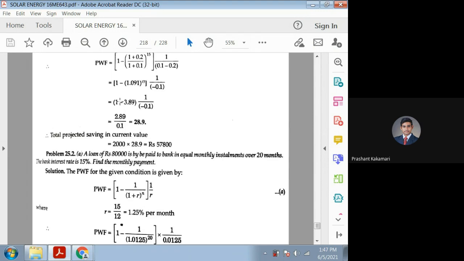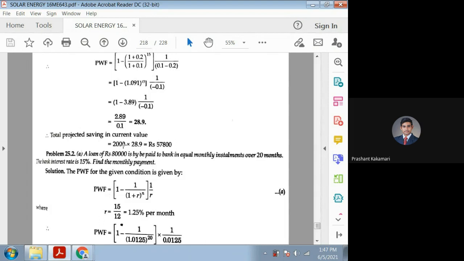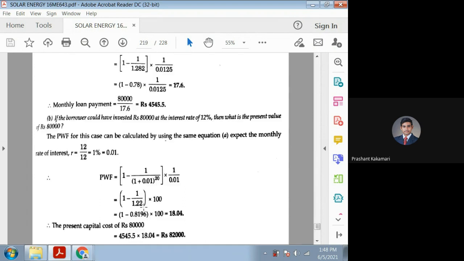In the earlier problem, per month we found out the investment, and that investment we multiplied with the factor. But here it is not an investment, it is borrowing money or taking a loan. Once you take the loan the amount is huge. So per month how much do we need to pay? To find that, we are going to divide by this value, 17.6, the present worth factor. So per month, that person who has taken the loan of 80,000 has to pay for 15% and 20 months of installments.